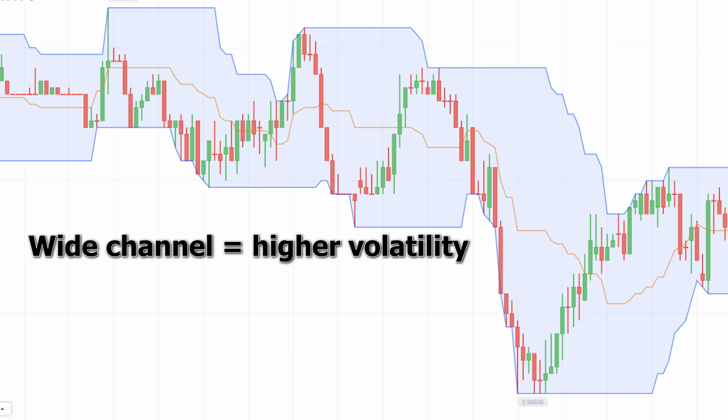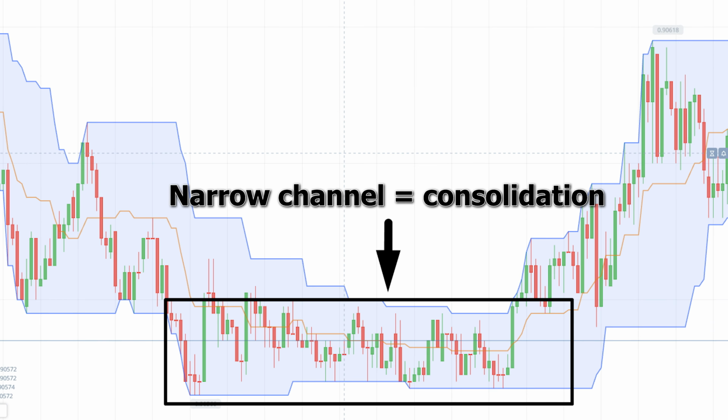The second is volatility. If the channel is wide, the fluctuation range is large, the market is nervous. And if the channel is narrow, the market is calmer, and often this looks like consolidation before a move. And the third, range boundaries. In a sideways market, the upper and lower lines work as expensive or cheap reference points inside the corridor.